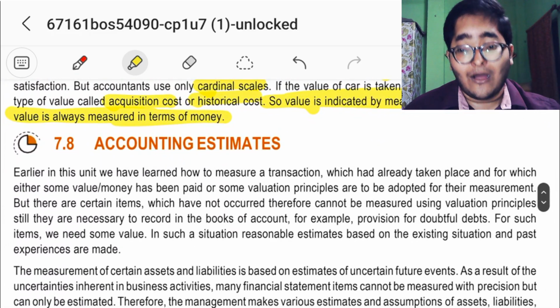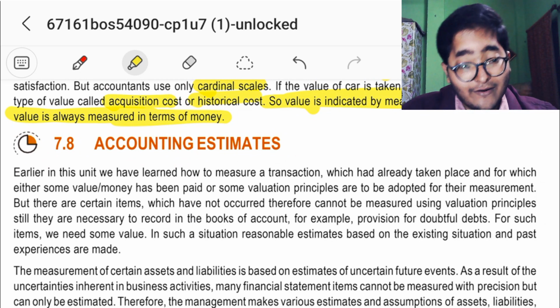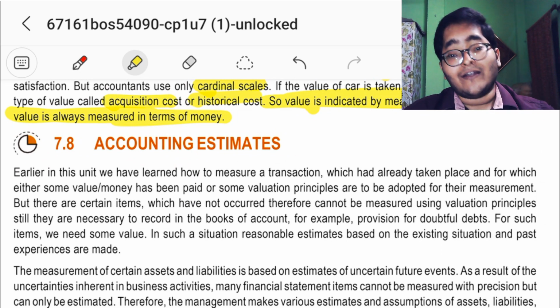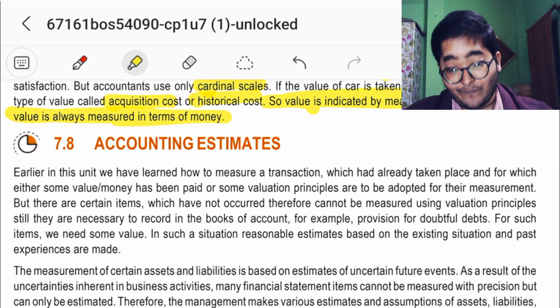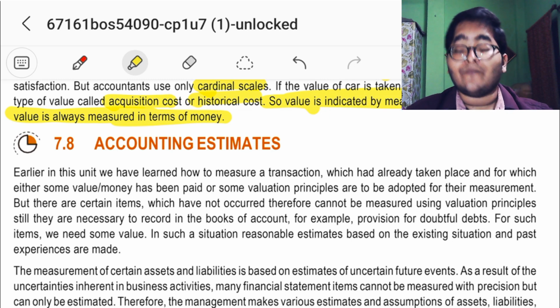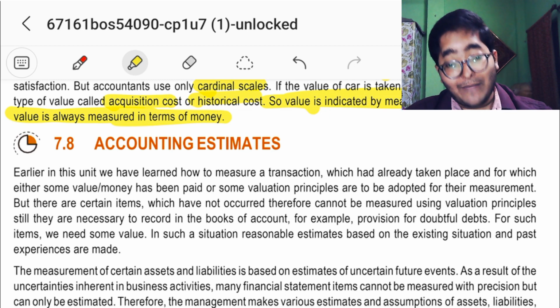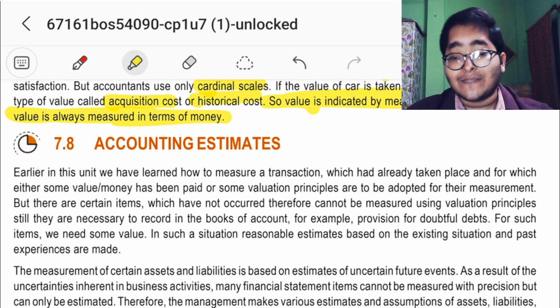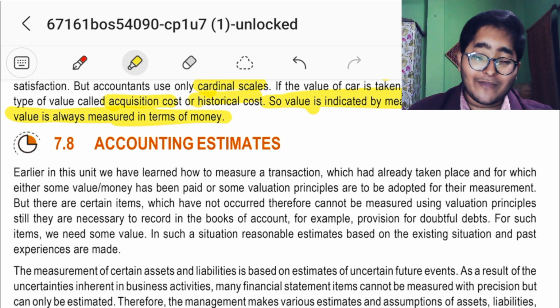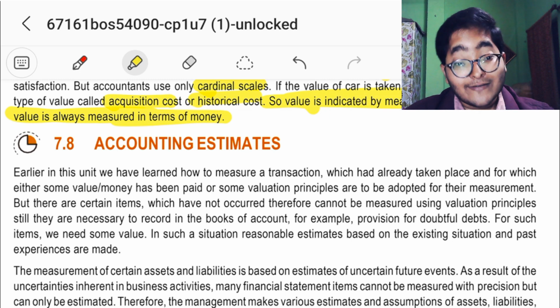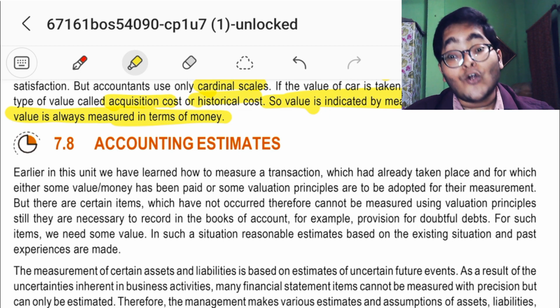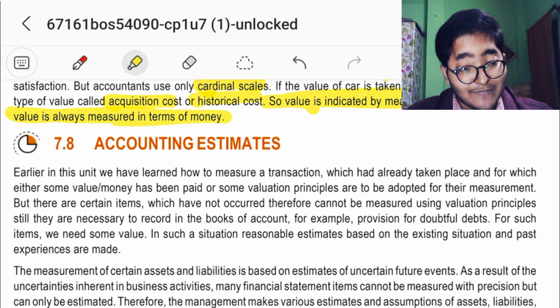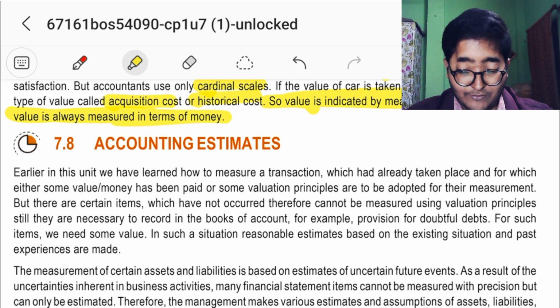Our next topic, accounting estimate. Earlier in this unit, we have learned about how to measure a transaction which had already taken place and for which either some value or money has been paid or some valuation principles are to be adopted for their measurement. But there are certain items which have not occurred, therefore cannot be measured using valuation principles. Still, they are necessary to record in the books of accounts.